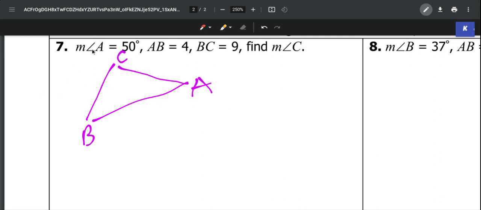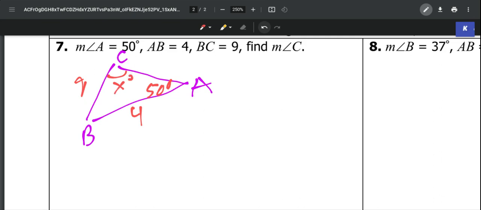The measure of angle A, which is here, is 50 degrees. AB, which is just from here to here, that side length is 4. BC, which is here, is 9. And then it wants us to find this angle, angle C. If we don't know it, we can call that X degrees.